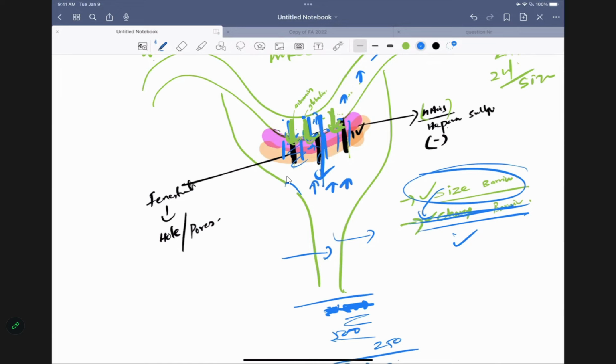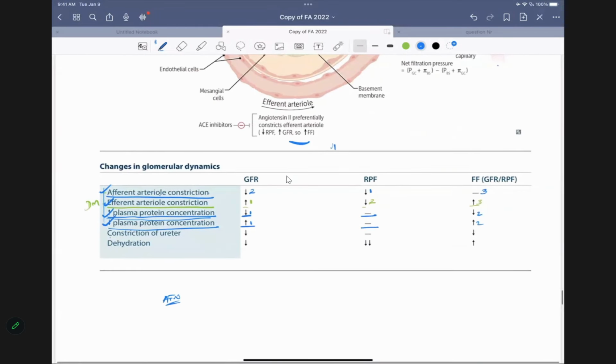So I could tell GFR is going to be decreased. Is that clear, folks? Now look at that. Whenever there's a constriction of the ureter, GFR is decreased. That's the first change. It doesn't affect the renal plasma flow. Blood will keep flowing, folks, okay? And then, of course, filtration fraction is going to go with GFR.